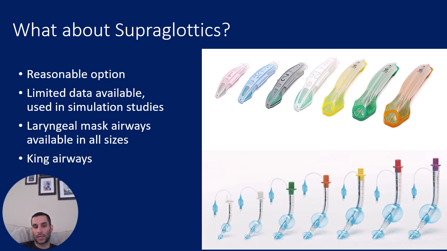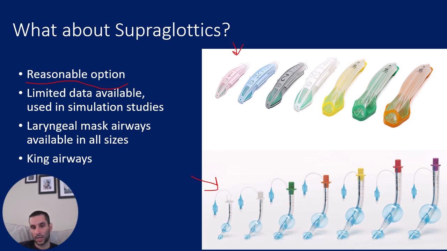Now, what about supraglottic airways? These are getting more and more popular. They're trickling down into BLS world in some areas. So you should know a little bit about them. They're a pretty reasonable option you can use in kids. They come in kid sizes. There's the LMA type ones. These are like the iGel style ones here. Again, no particular endorsements. This is the King airway here.